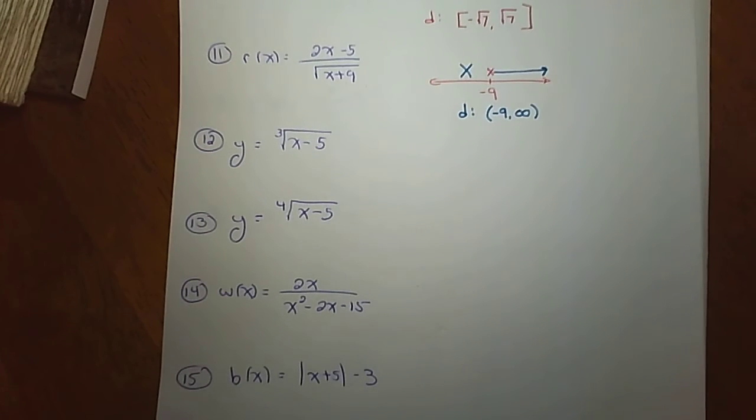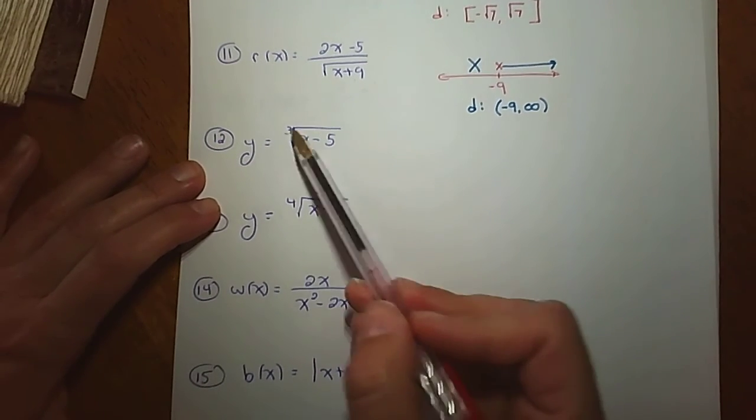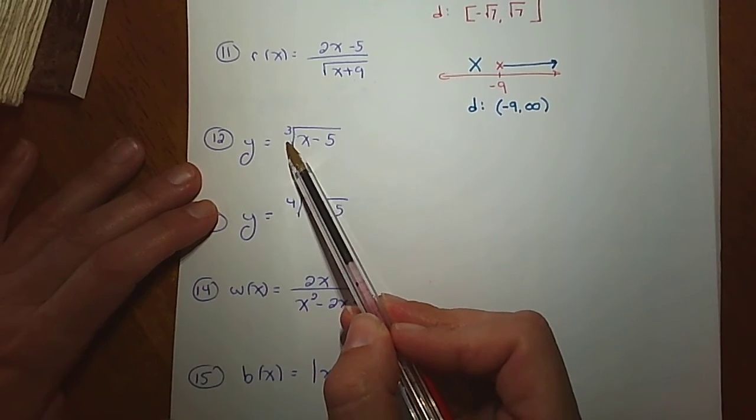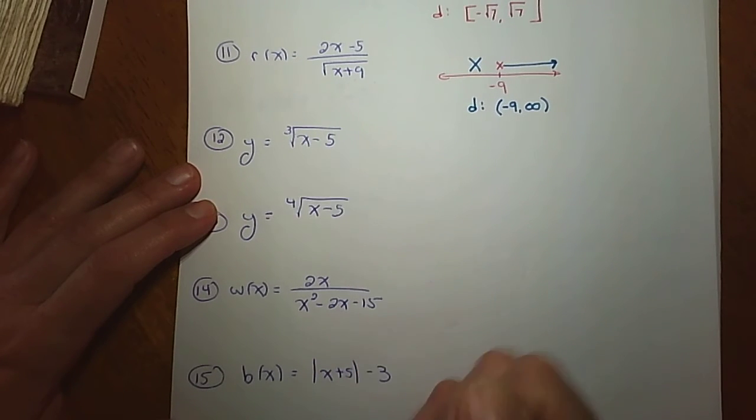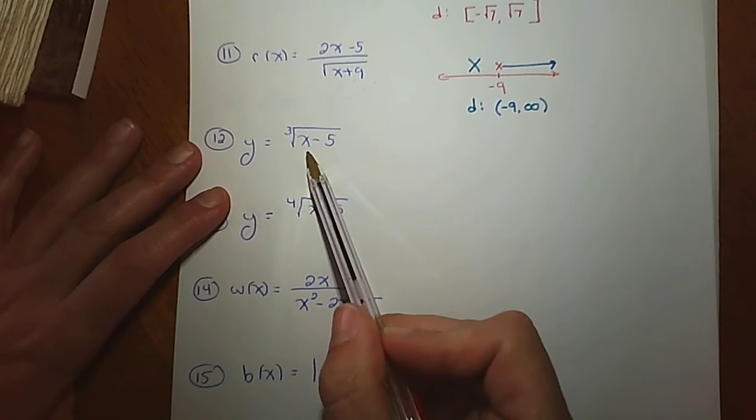All right, number 12. Number 12 is the cubed root of x minus 5. Right, so you're starting here, right? 5 minus 5.